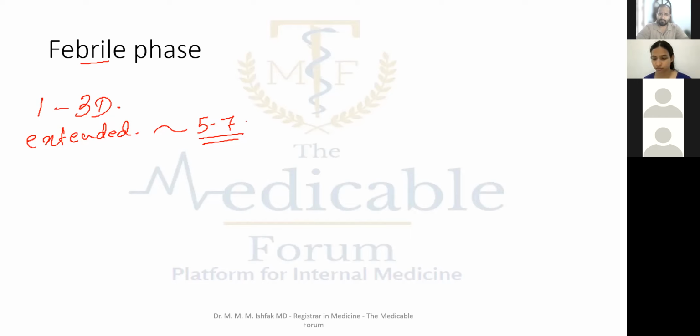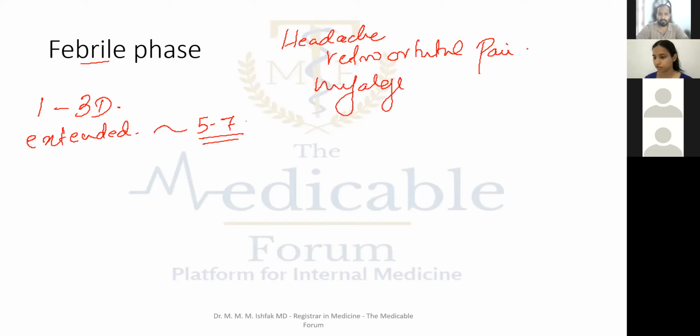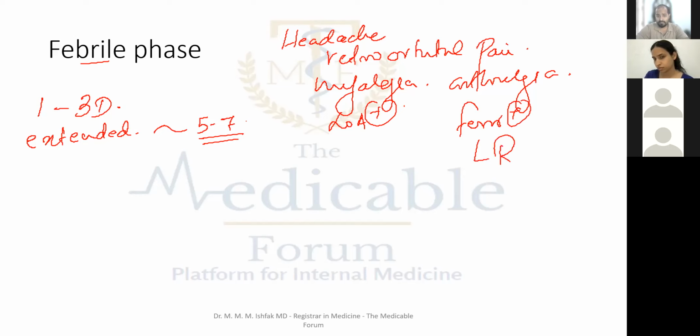Okay. So what are the symptoms they could come with? They will come with classical headache, retroorbital pain, myalgias, arthralgias, right? They would come with loss of appetite, which is very significant, right? These are the features they would have in the febrile phase. Most importantly, fever which responds to paracetamol but recurs every 6 hours. That is the classical fever we see in dengue, right?